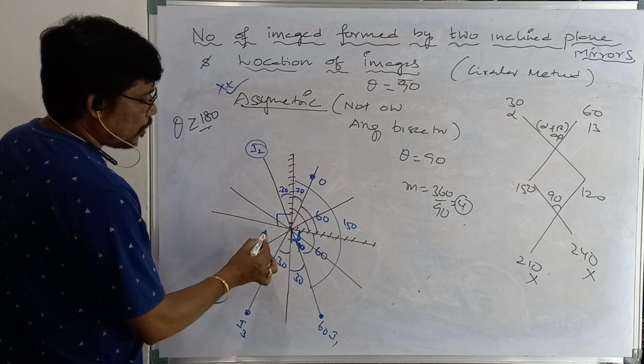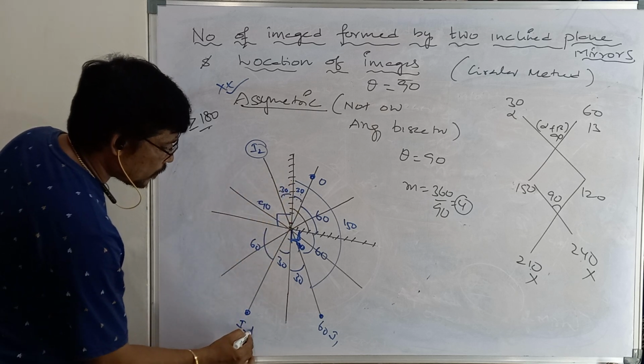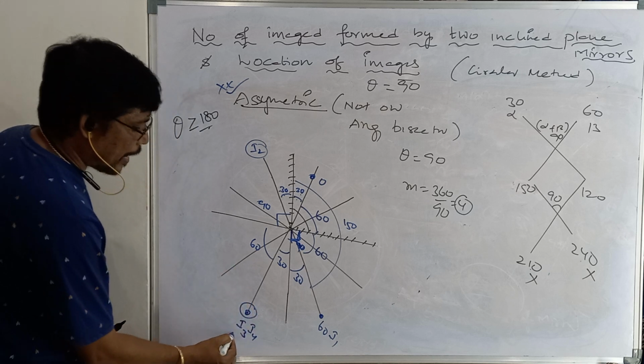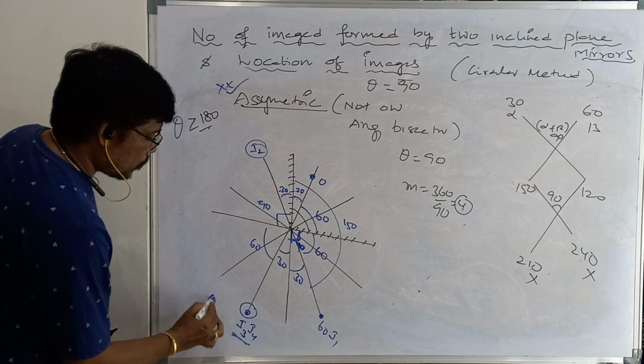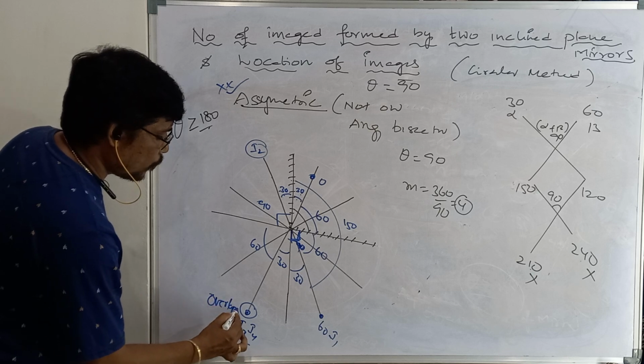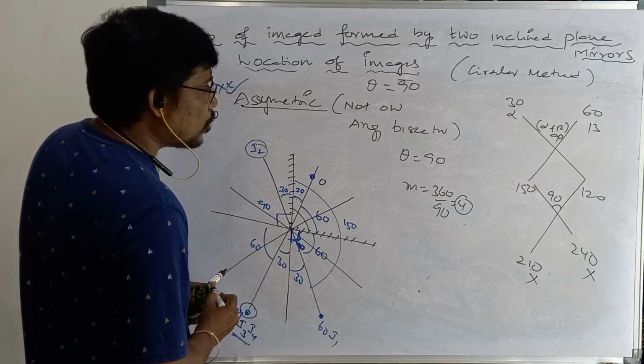Already this is 90 and this is 120. So where is the image formed again? I4. Both I3 and I4 are overlapping. I hope you understand this overlapping. Very easy case. So here also overlapping is possible.